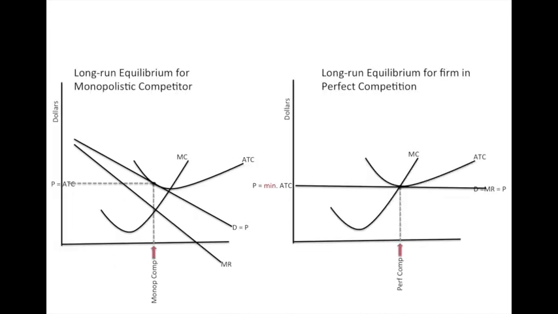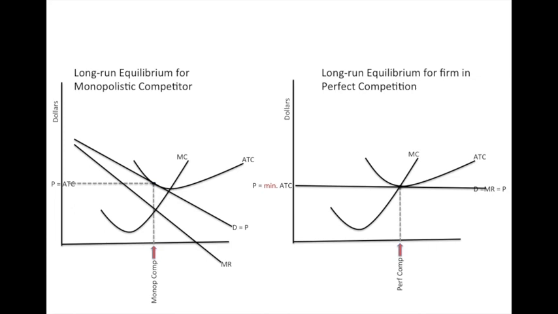So here you see that they're both going to operate where MC equals MR. The difference is that the demand and MR curves are different for the monopolistic competitor, whereas they're equal to each other for the perfect competitor. And demand is horizontal for the perfect competitor. In perfect competition, in the long run, the price will equal minimum ATC and it will equal MC. The perfect competitor will achieve both productive and allocative efficiency, and they will produce a quantity that goes along with minimum ATC.